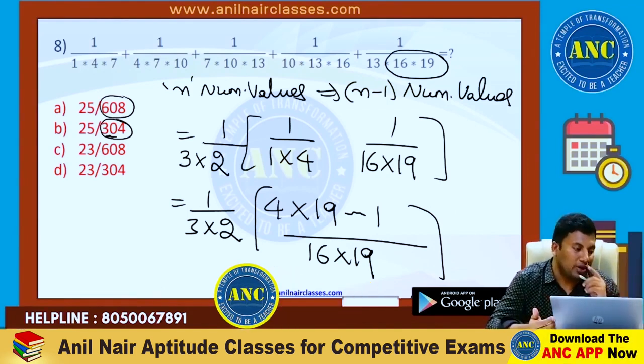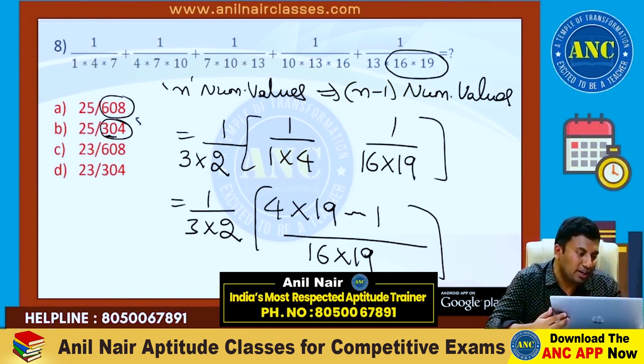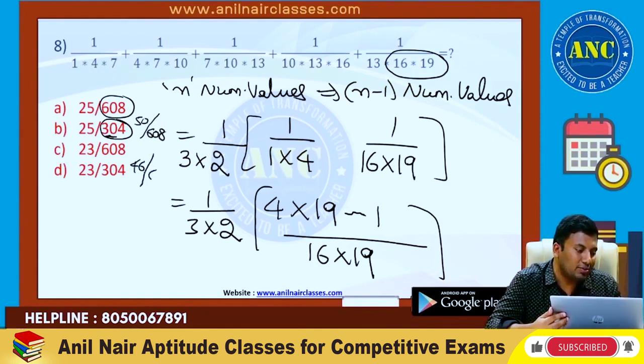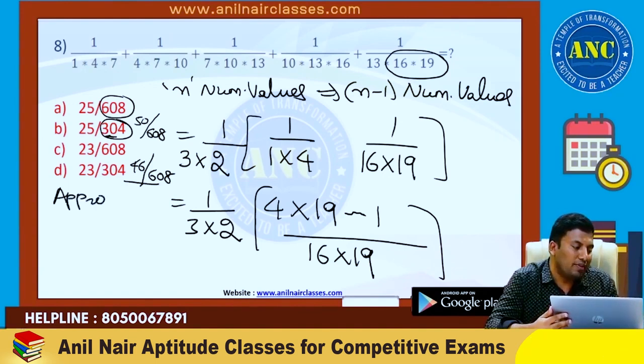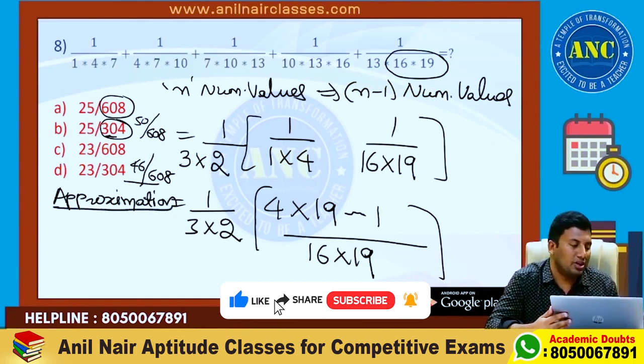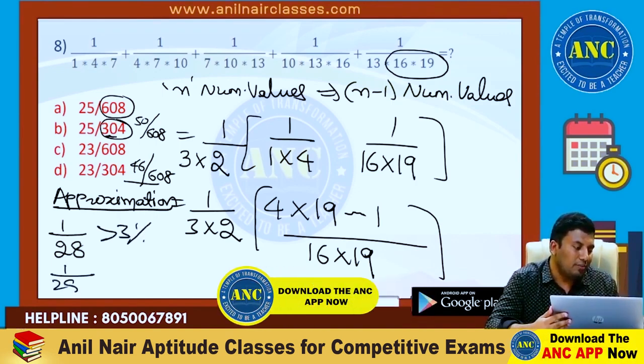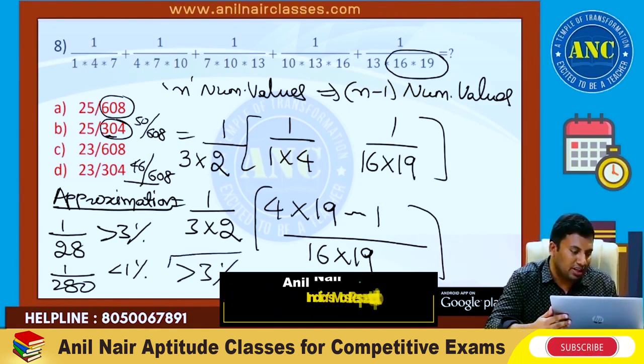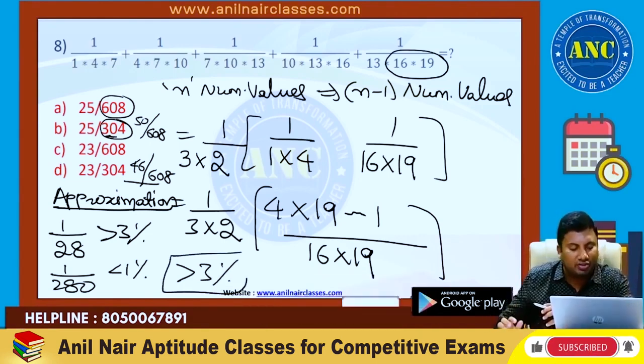Another method is approximation. 25 by 608, this is nothing but 50 by 608, this is nothing but 46 by 608. That means if I approximate it, two options will go away because two options are closer to each other. 1 by 1 into 4 into 7 is 1 by 28, greater than 3%. 1 by 280 is just less than 1%. So the answer has to be just greater than 3%.